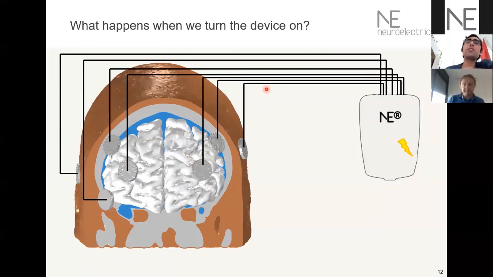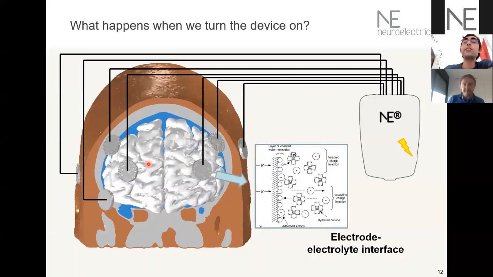The first thing you need to understand is that the charge carriers in the wires are electrons, because the wires have a metal connector. However, the charge carriers in the head are ions, like I mentioned in the beginning. So in the interface between the electrodes and the head, there needs to be a chemical reaction that converts from one type of charge carrier to another type of charge carrier. And this is where the gel plays a big role.